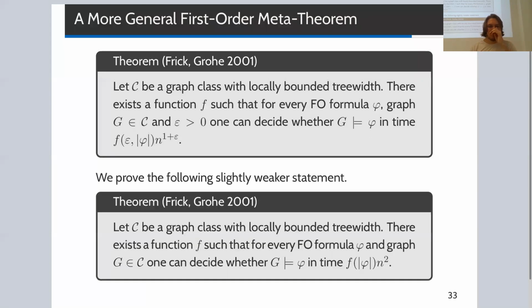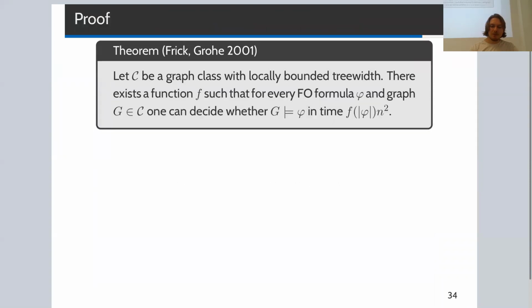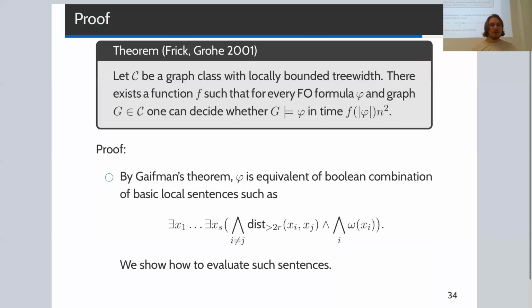So we're not going to show this epsilon version, just going to show this basic version where epsilon is 1. So we want to evaluate the formula phi in time a function of the formula length times n squared. And we want to use Gaifman's theorem for it. So again, in order to evaluate the formula phi, we can decompose it into a Boolean combination of basic local sentences. And again, it is sufficient to evaluate these basic local sentences to decide whether the formula is true or not. So far, just like the bounded degree case.